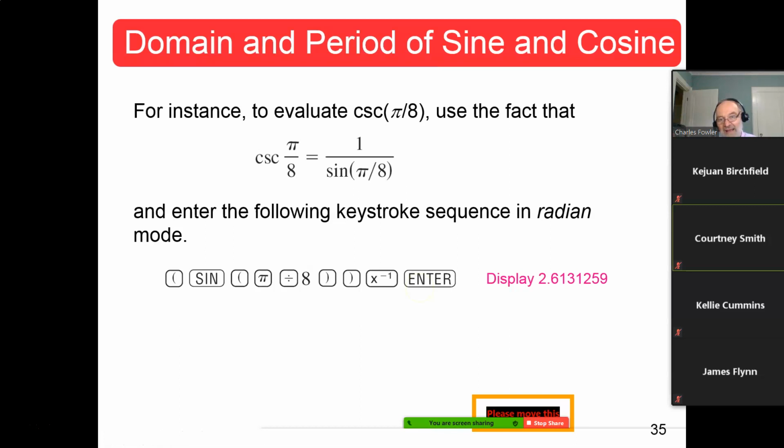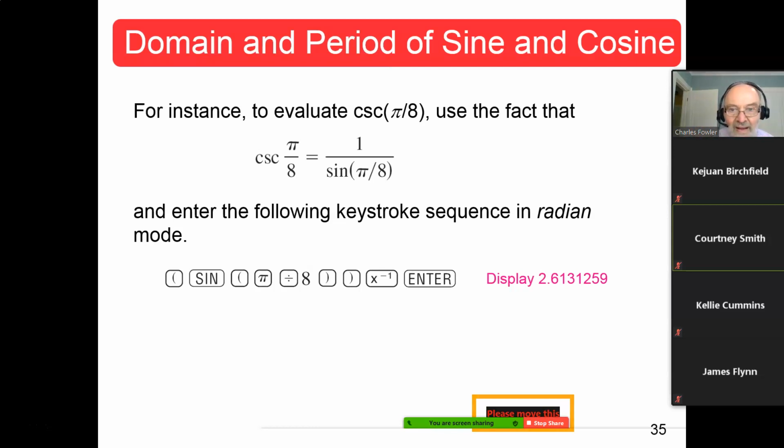Now, on my phone, it doesn't operate that way. It has a different algorithm. What you have to do on it is do the pi/8 first, and once you get the pi/8 in there, then you press the sine key. And once you get the sine of pi/8, then you press the reciprocal key, and that gives you your answer. So I'll show you how to do that on mine, but remember, your calculator, your phone may have a different algorithm. You need to know your own calculator.